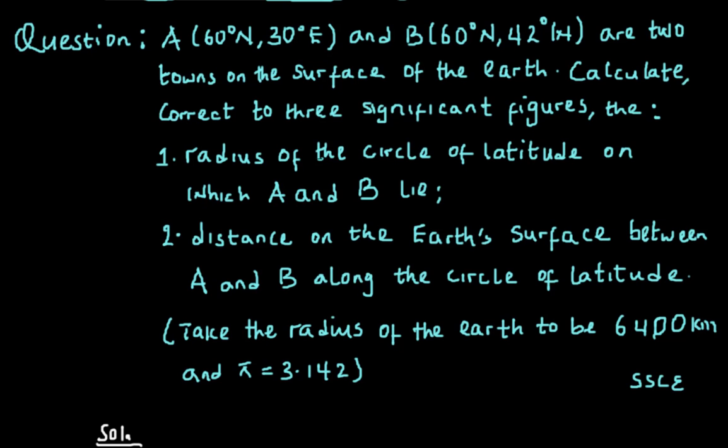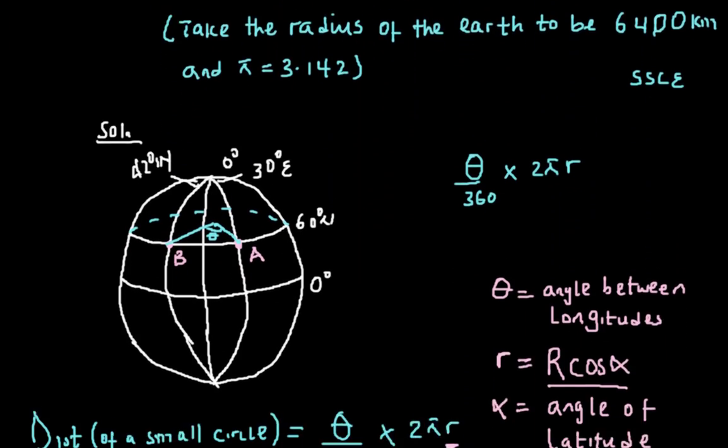We have calculated correct to 3 significant figures. Number 1, the radius of the circle of latitude on which A and B lie. Now in this case, we are told to find small r first. So let's do that. Calculate small r.